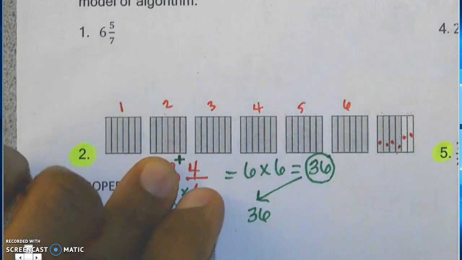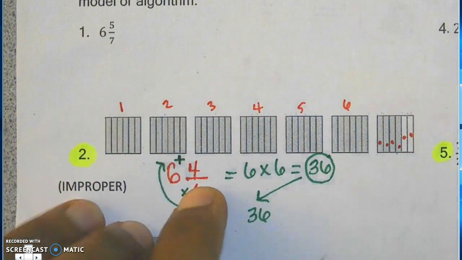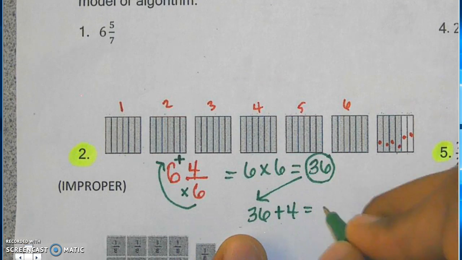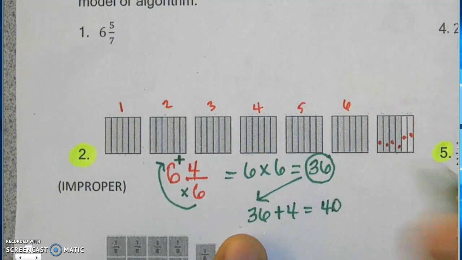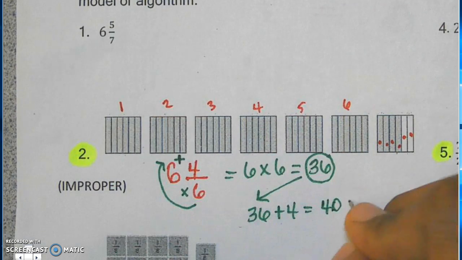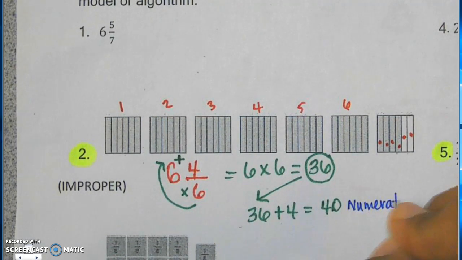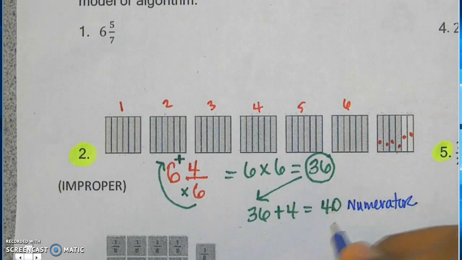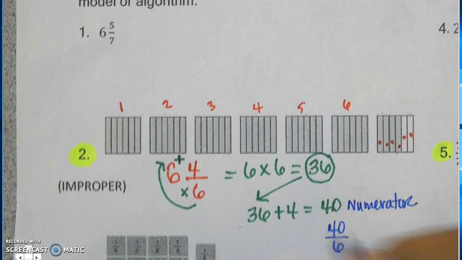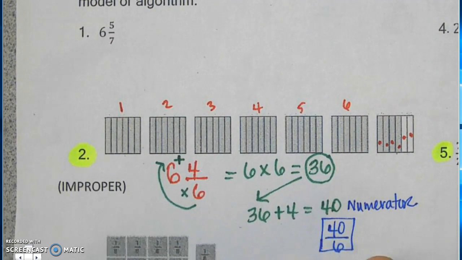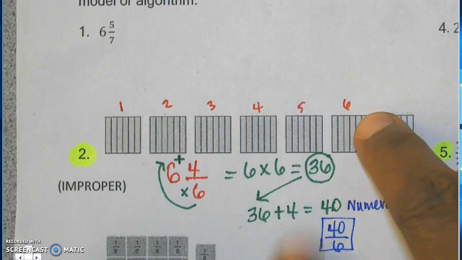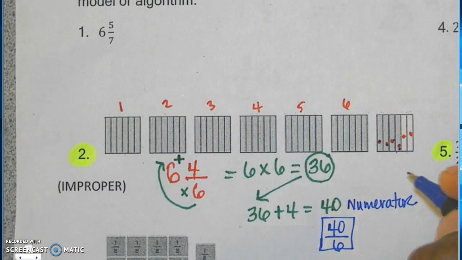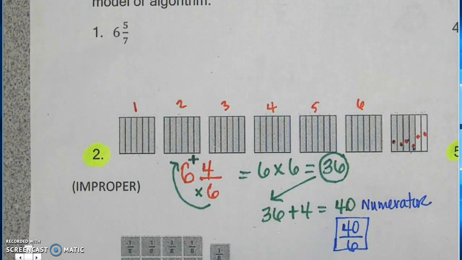Then at this point, all I have left is plus 4. I'm going to add 4 to my product of 36 to get 40. That 40 is now my new numerator. And my denominator is going to stay the same. So I should have 40/6. And I can check my work because 6 times 6 is 36, 37, 38, 39, 40. So I can use my model to verify 40/6 is my correct answer.